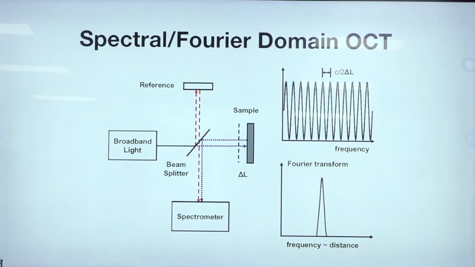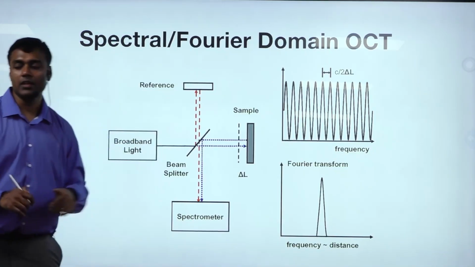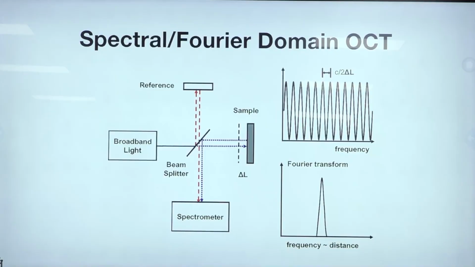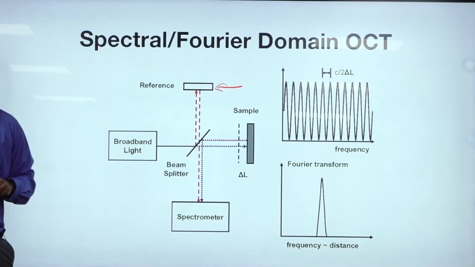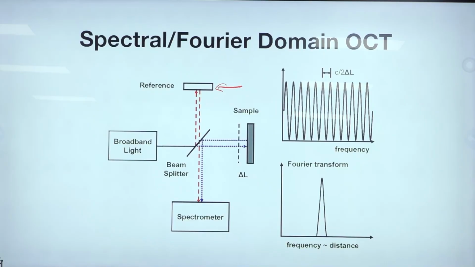But basically, this is what's called spectral domain or Fourier domain OCT. Instead of moving the reference mirror, you actually keep it fixed. Then how do you get depth data? If you just keep it at one position, then how can you possibly get data?